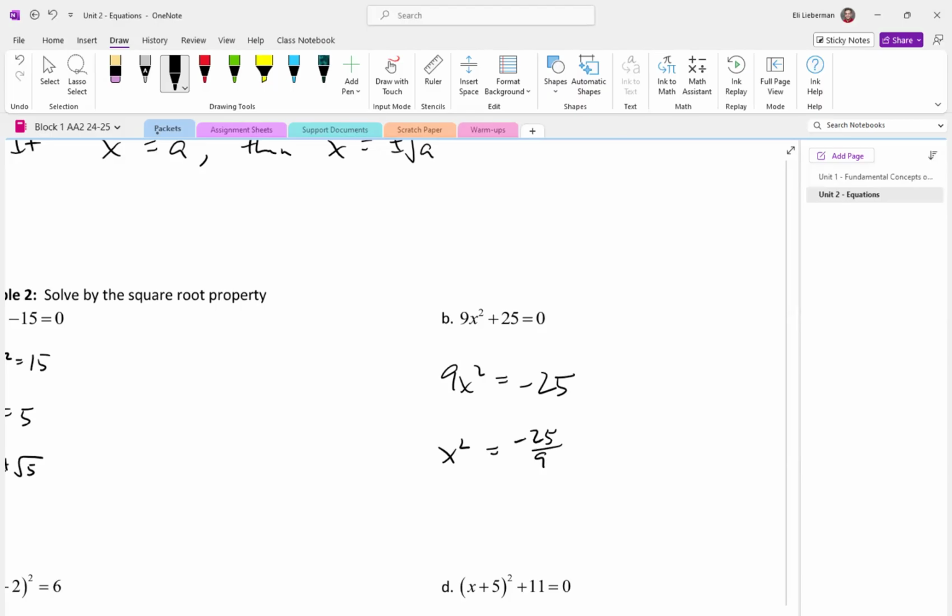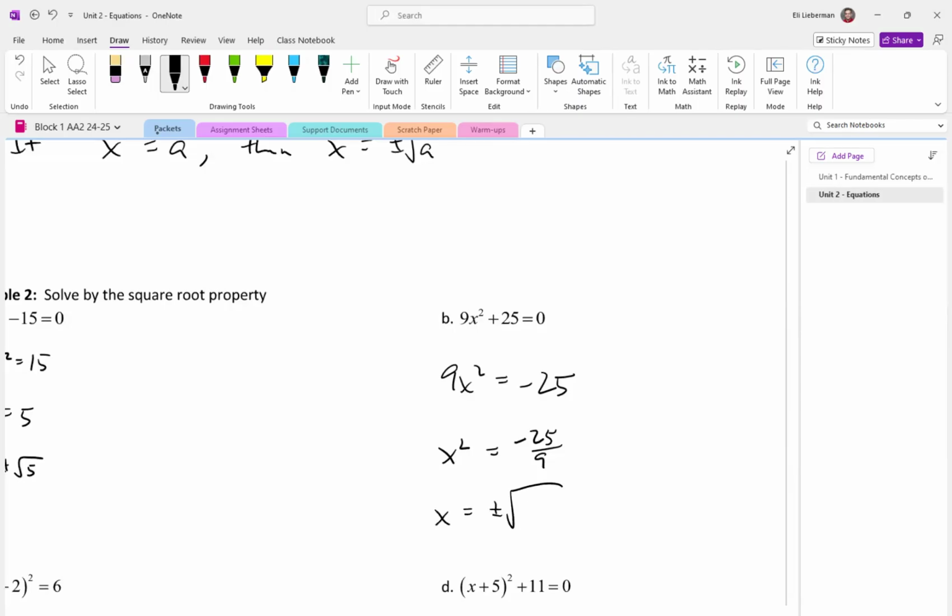Did your neighbor get it? How many solutions are there? Is there one solution? Two? None? Well, up until this chapter, there were no real solutions, but by the square root property, there are two solutions.